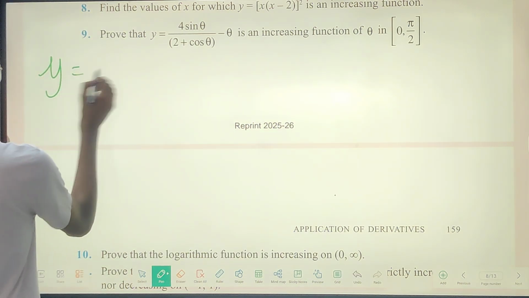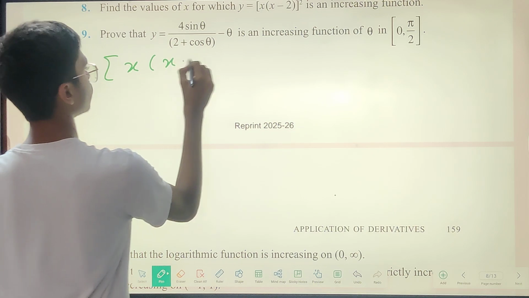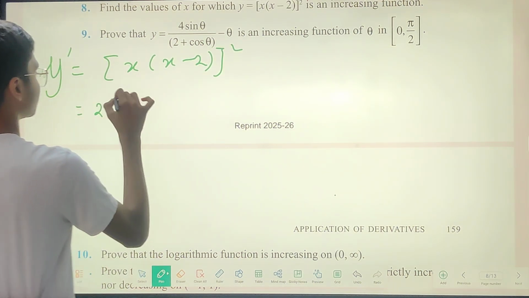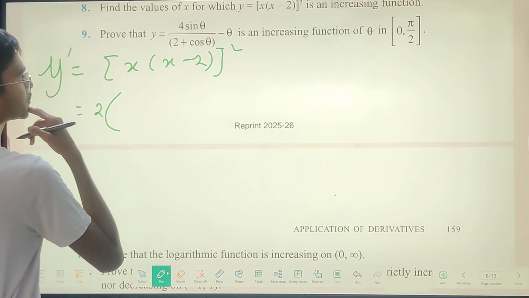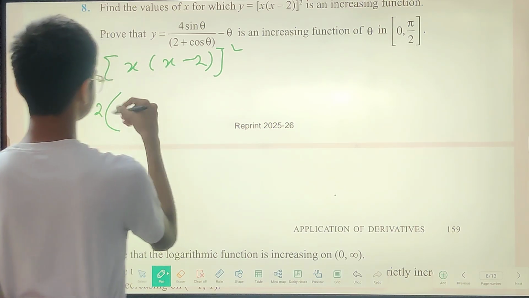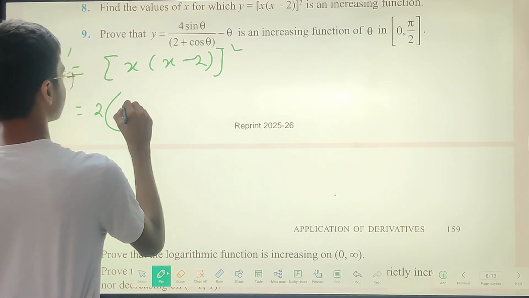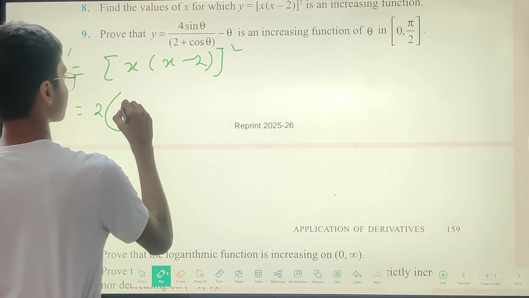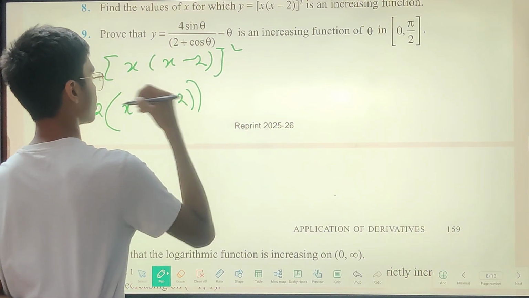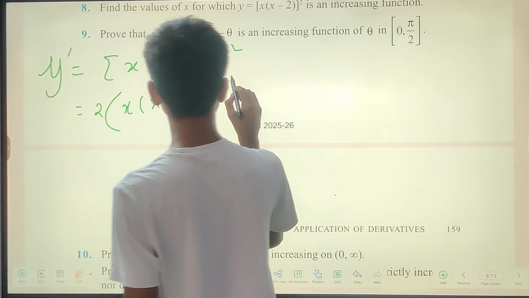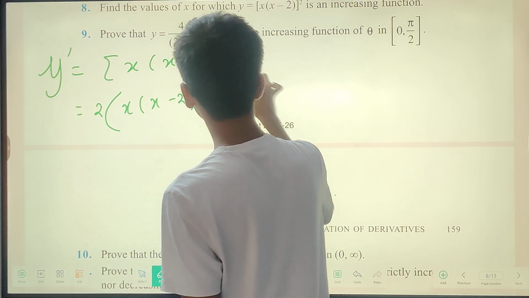Okay, so y is equal to x into x minus 2 the whole square. Now you will have to differentiate it. Okay, now I get it. So it cannot be all real numbers, no? Yeah, it cannot be all real numbers. So we will have to do this first, and then you will have to differentiate this.